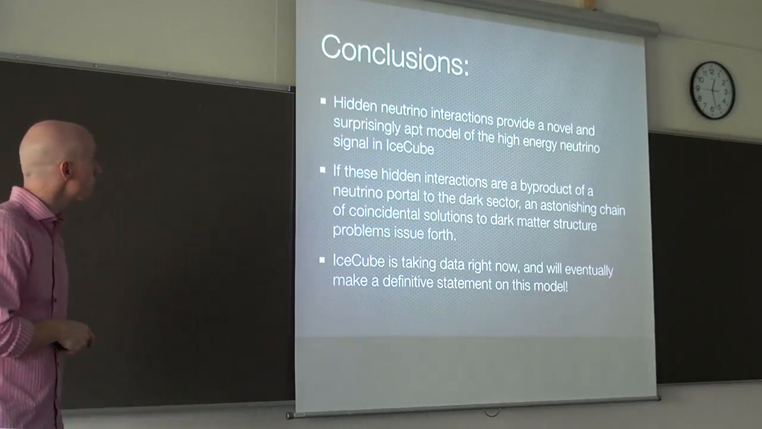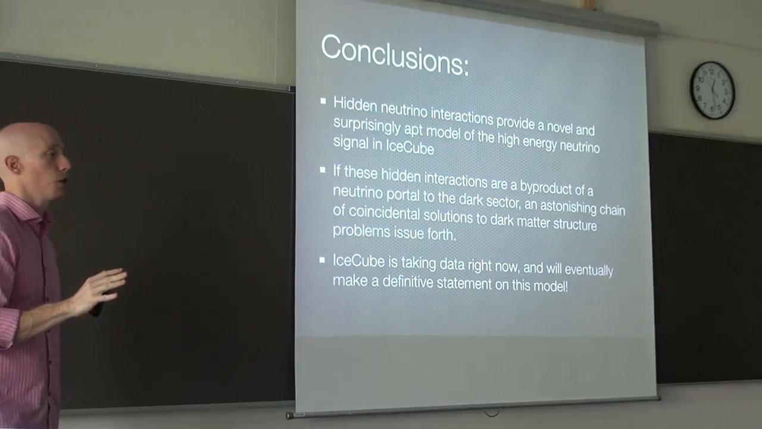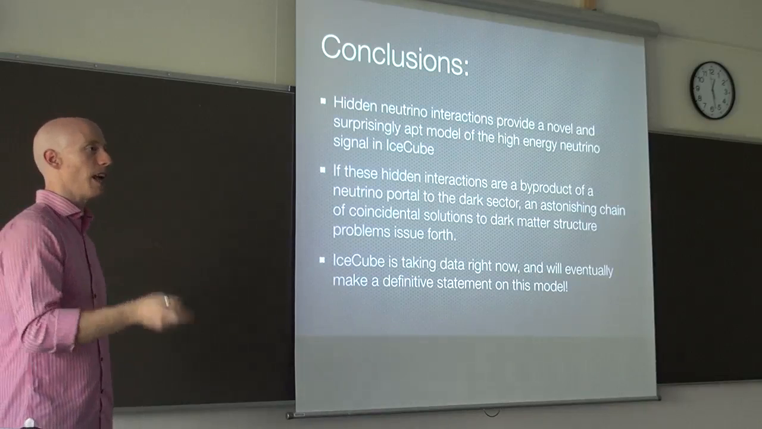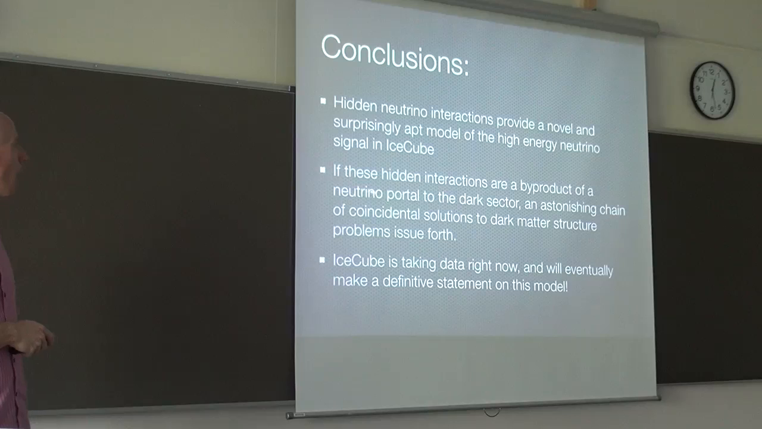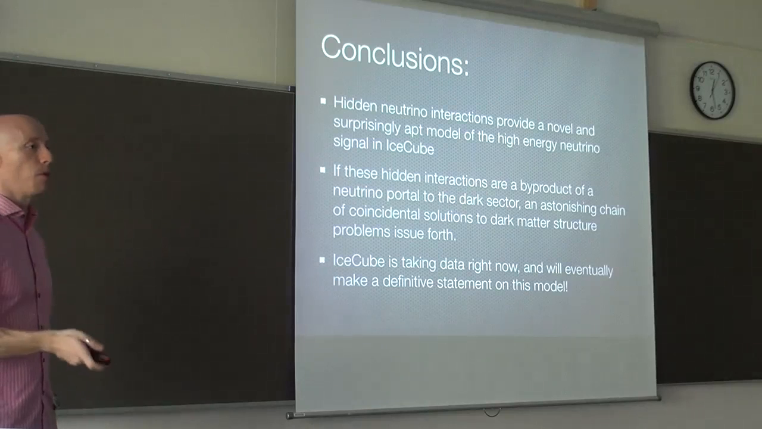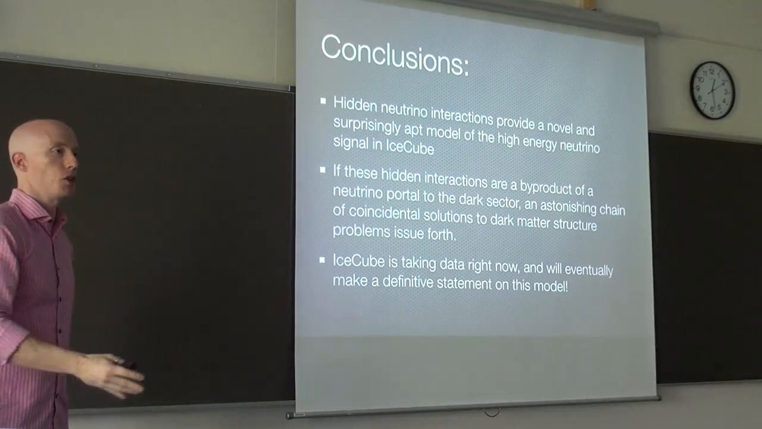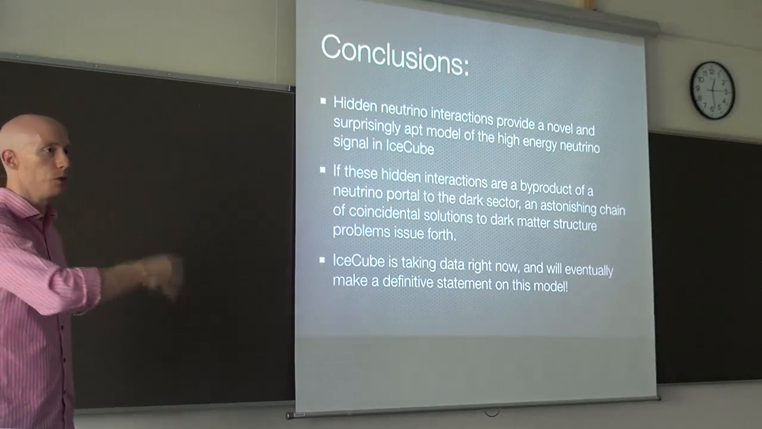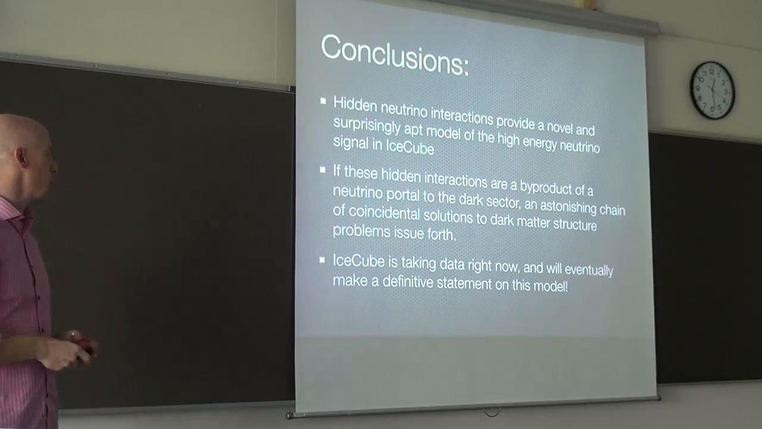But the conclusion that we can draw is that hidden neutrino interactions do a great job of explaining what is going on with that IceCube signal, because if you read their papers, they make it sound like they know what's going on, but they really have no clue. The signal does not match the predictions at all. And if these hidden interactions are a byproduct of this dark sector interaction, everything forms a single self-consistent framework. You have the dark matter self-interaction, interaction with neutrinos, and neutrino self-interaction operating all together through the same mechanism, and it all fits with observations.